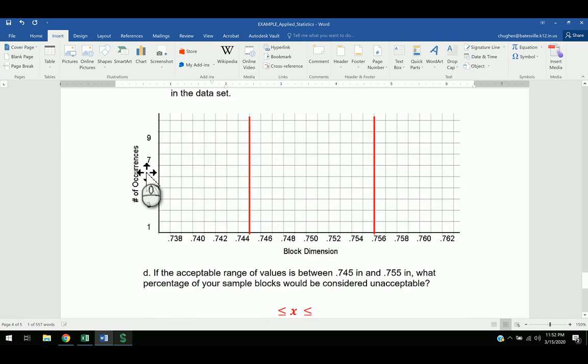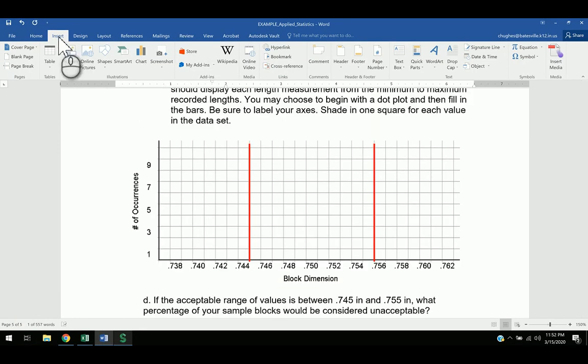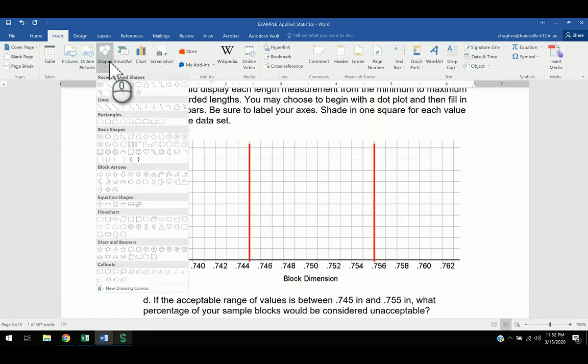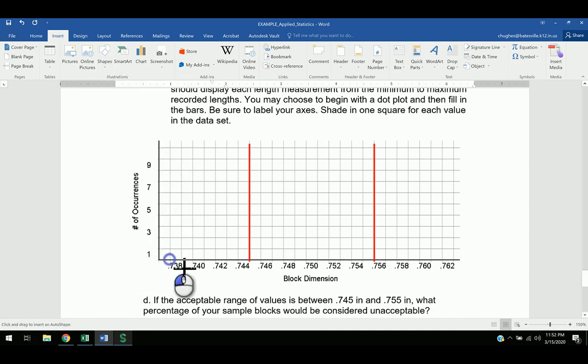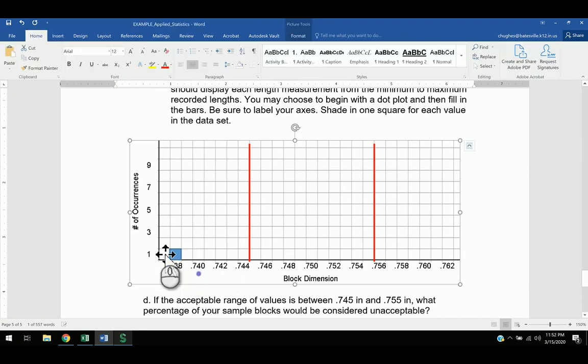So when I go to represent this, I'm going to say insert, and then I'm going to go here to shapes, and I usually use the rectangle shape right here. Since I only have one of those, I'm going to highlight and shade over that particular one grid square that goes up to the number 1. The next one would be number 2, number 3, and so on and so forth. So I have one occurrence of that happening.